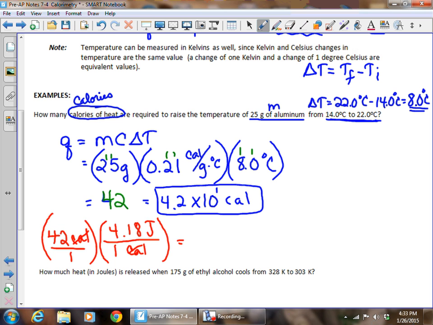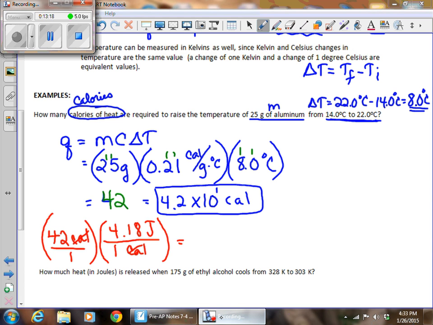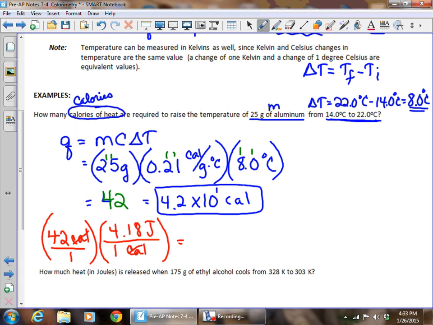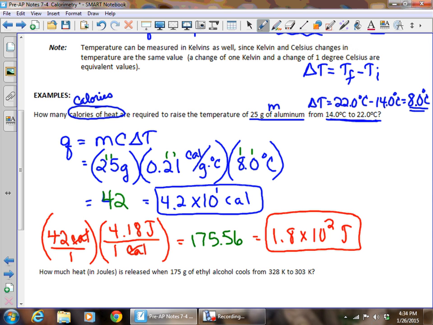So calories cancel, and we get 175.56, excuse me, 175.56, which to 2 sig figs again, and correct scientific notation, would be 1.8 times 10 to the second joules. So if it does ask you to convert to joules, then make sure you do that.